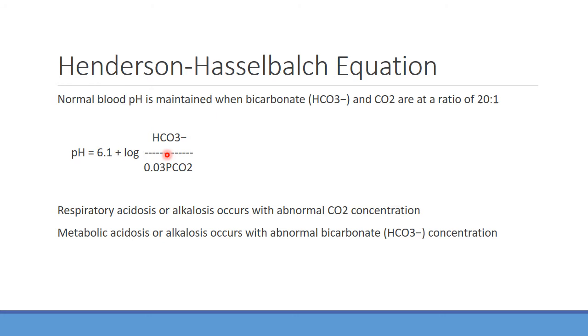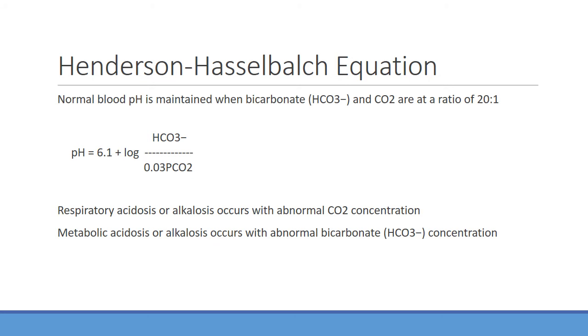You can plug that in with any range of values for your patient to determine what their pH should be, if the value was not expressed on the ABG for whatever reason. But this relationship should be maintained at roughly a ratio of 20 to 1 essentially. We know that a respiratory acidosis or alkalosis is going to occur with any kind of abnormal CO2 concentration, whereas the metabolic acidosis or alkalosis typically occurs when you have abnormalities in the bicarbonate concentration.